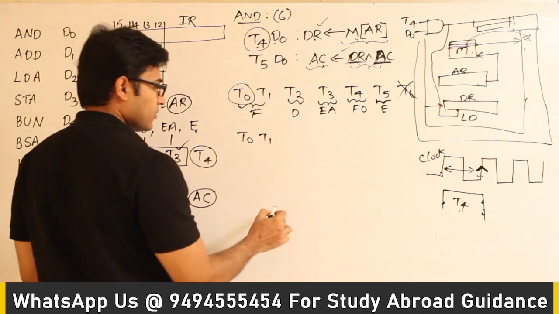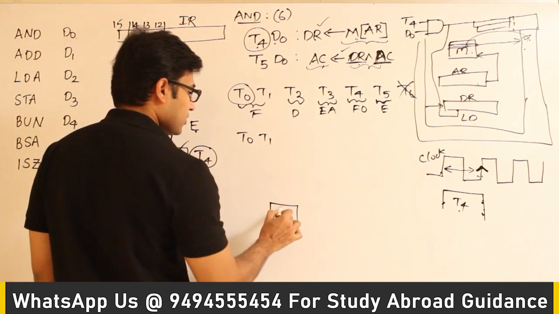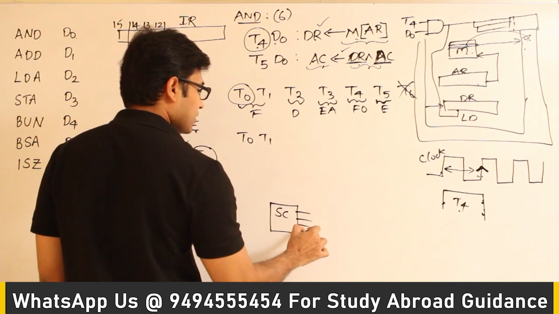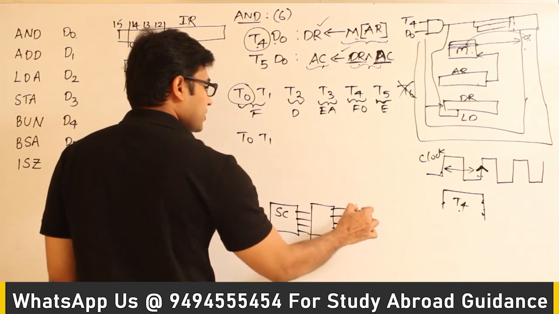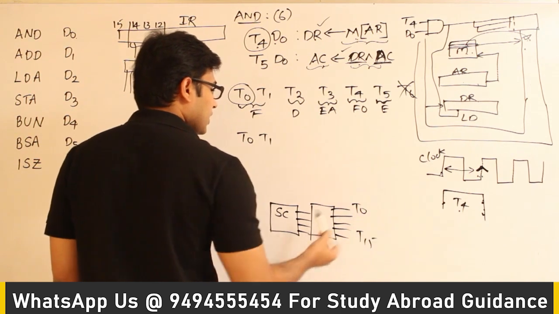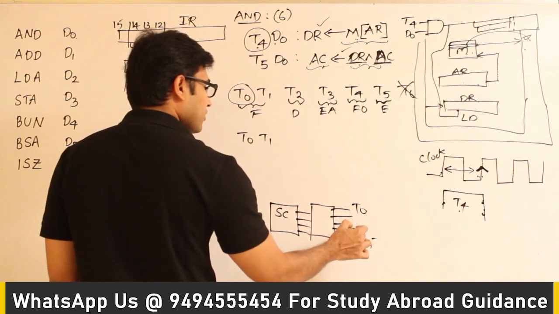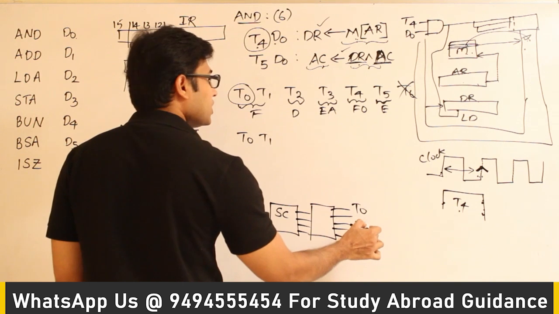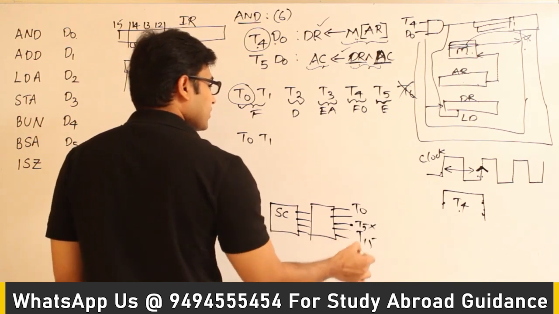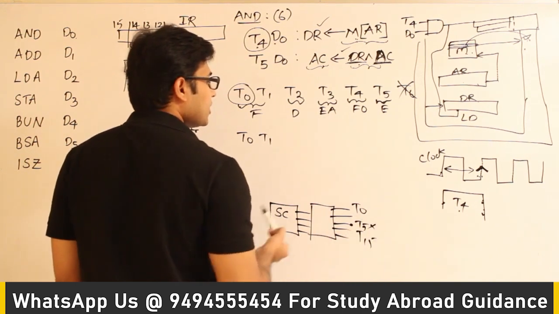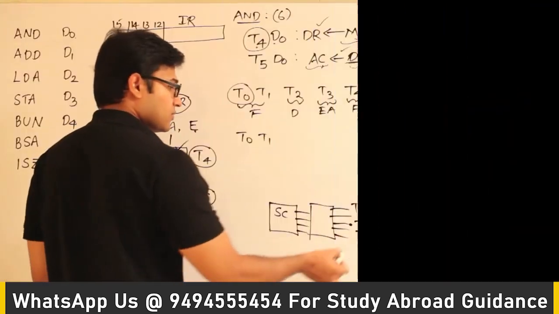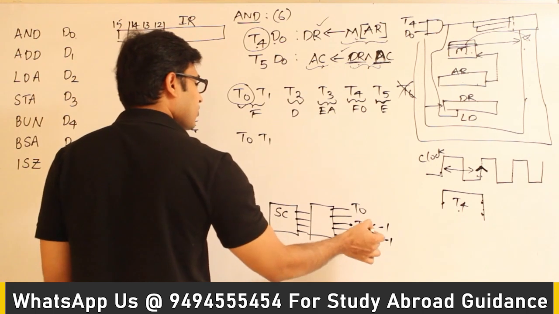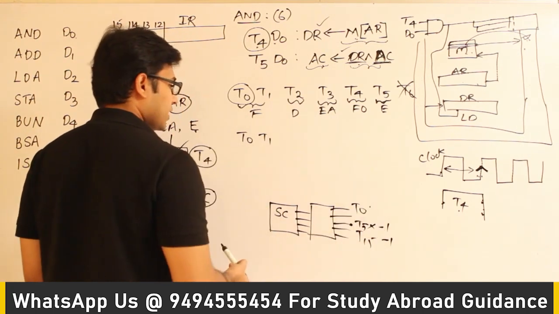Are you getting this? The sequence counter is connected to the decoder, and the decoder is going to generate from T0 to T15. Now we have reached T4, T5, and if you leave it like this, T6 will be immediately enabled, right? Which means after this one becomes 1, the next one which becomes 1 will be T6, but we want to go to T0 again.